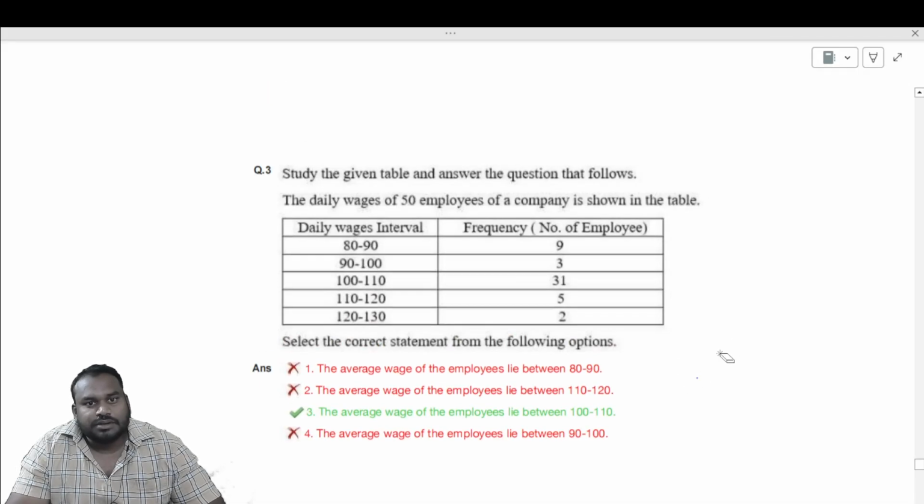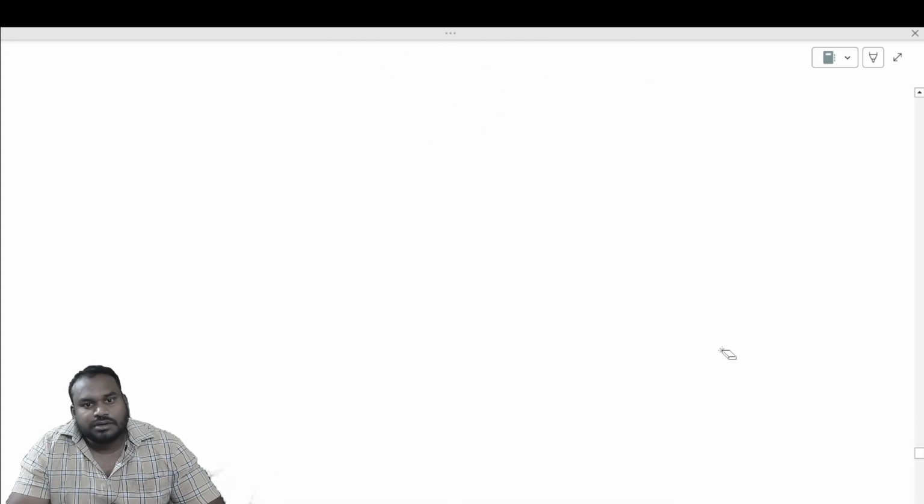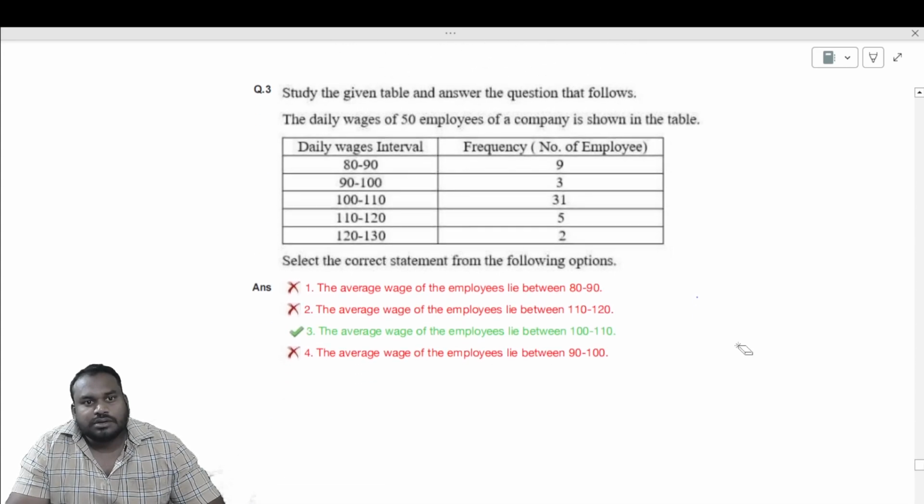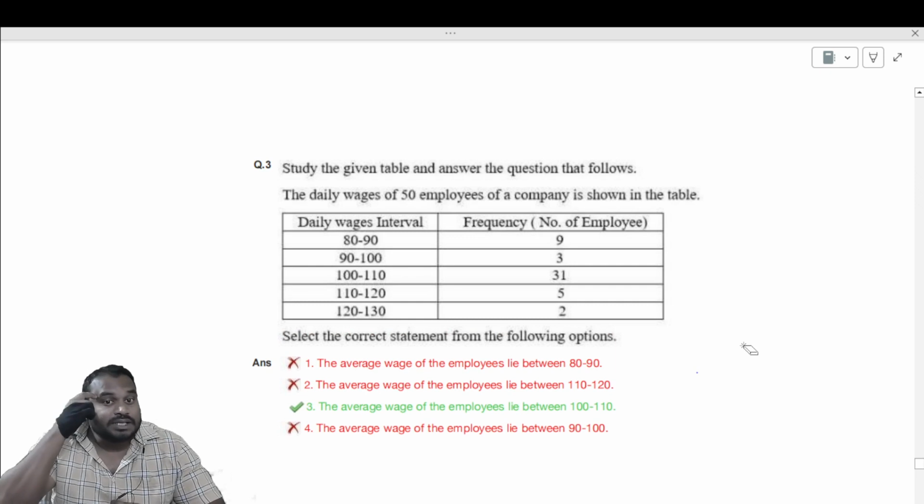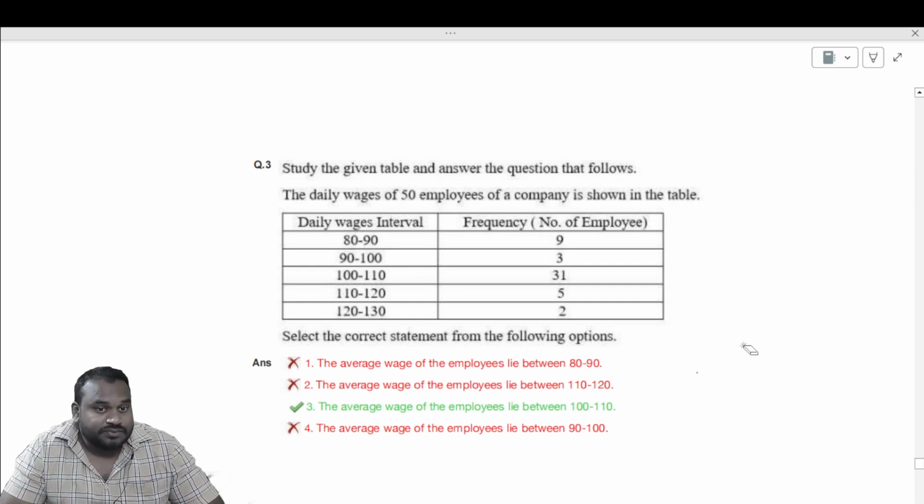Study the given table. So study the given table and answer the questions that follow. Daily wages of 50 employees of a company are given in the table. So there are 50 employees and the daily wages were given here.